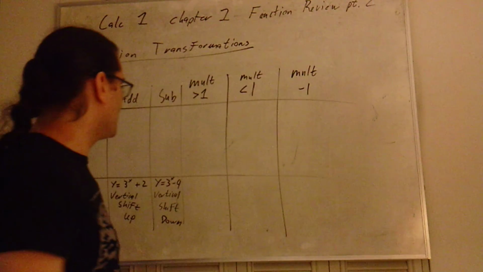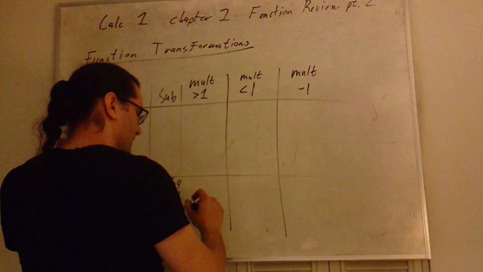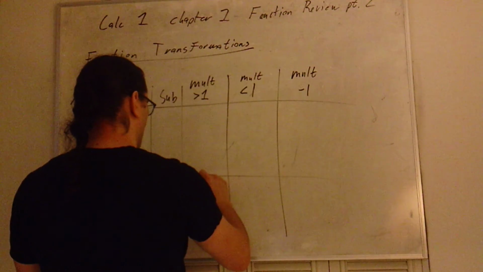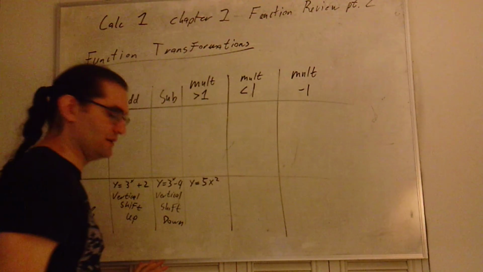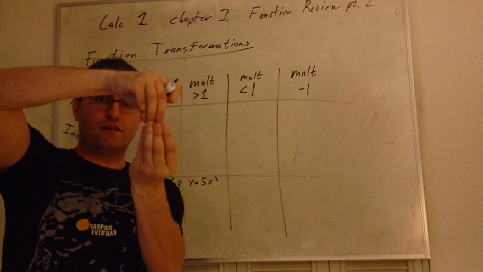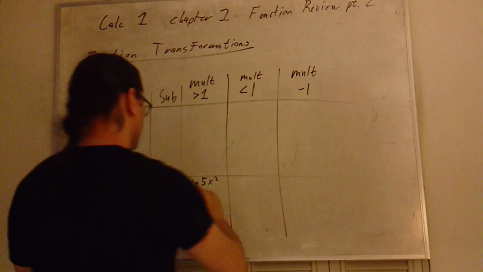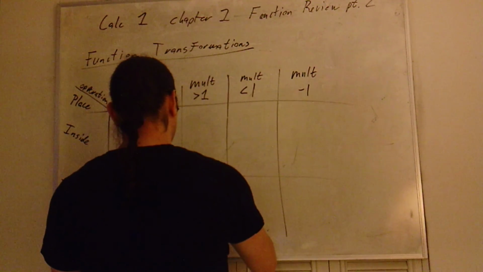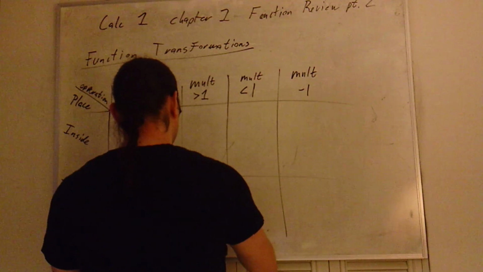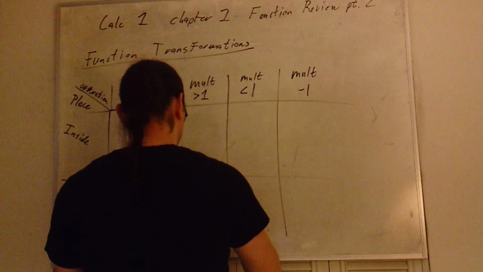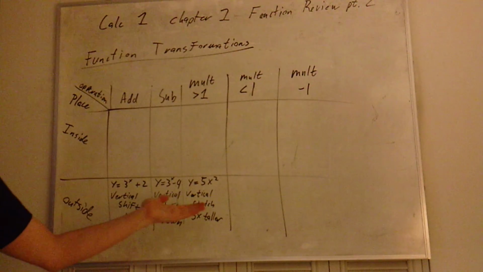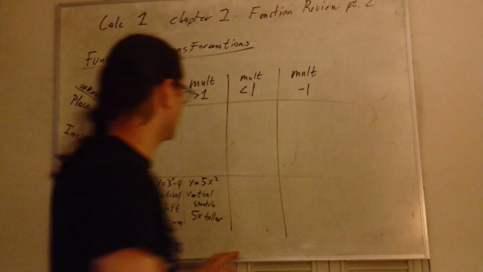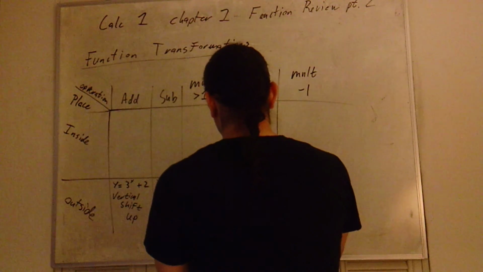Multiplying by a number that's bigger than 1. This might look like, instead of y equals x squared, maybe we'll do y equals 5x squared. This is going to take your function and it's going to stretch it 5 times taller. So vertical stretch, 5x taller. It's very predictable. Multiply something by 5, it's 5 times bigger.